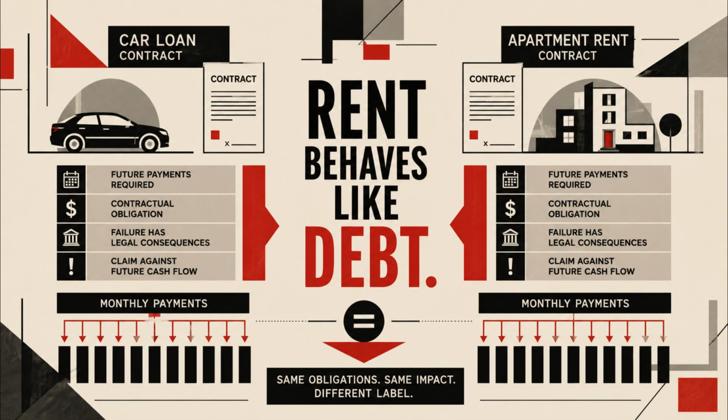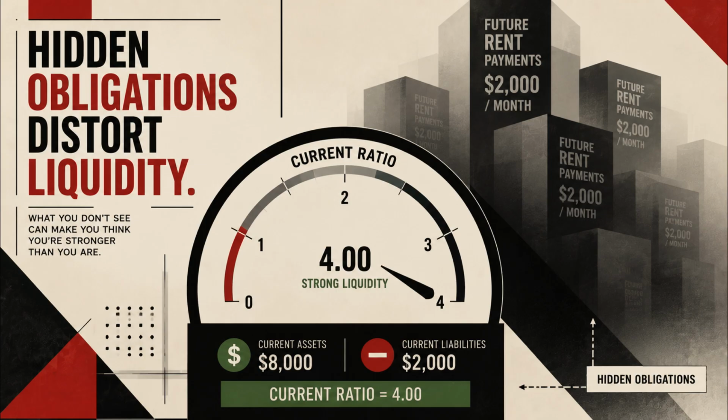In this video, we're going to explore why rent can be viewed economically as a liability, similar to debt, how capitalization changes the accounting, how this changes the current and quick ratio, and why this creates a much more realistic picture of liquidity. So traditionally, rent is treated very simply.